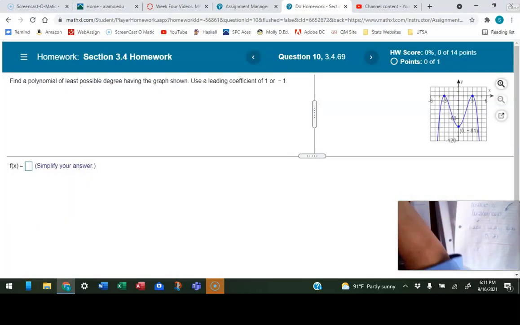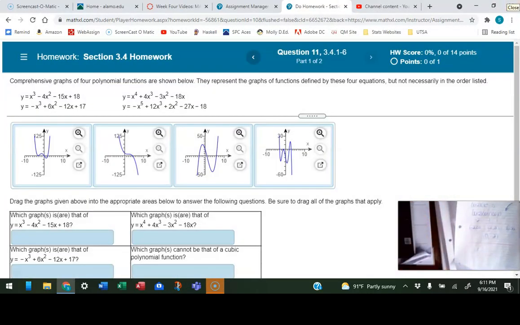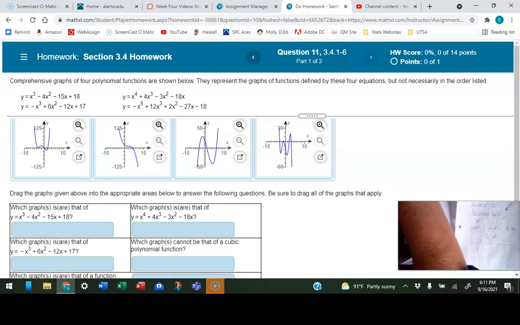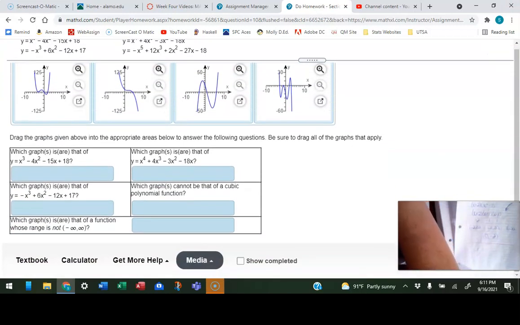So for these last few, which is a group of them, what we are going to do is match. Okay? So we are going to match these, and we also need to look, if I remember right, at the very last question, which graphs are not the graph of a function whose range is. Okay, so we're going to talk about that in a second, but for right now, I would like to know which graph is x to the third, which graph is x to the fourth, which graph is a negative x to the third.